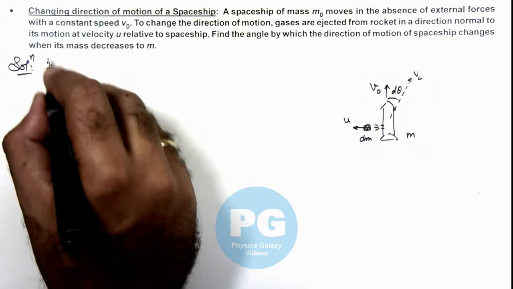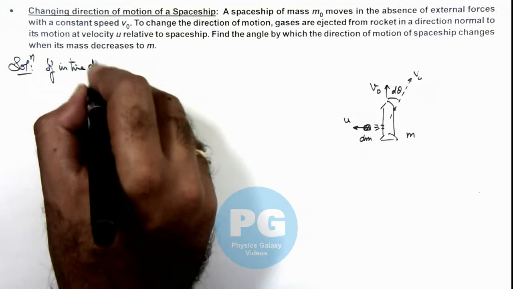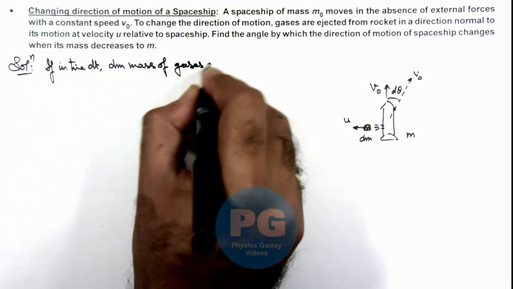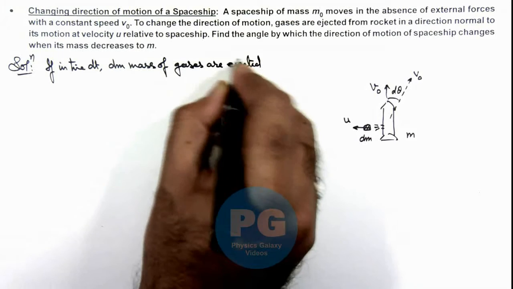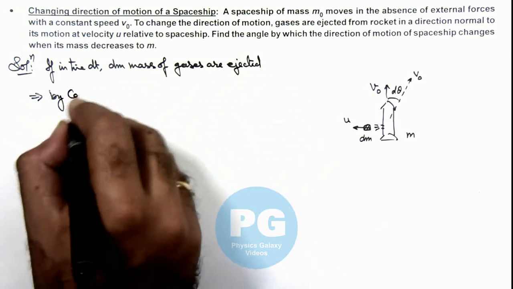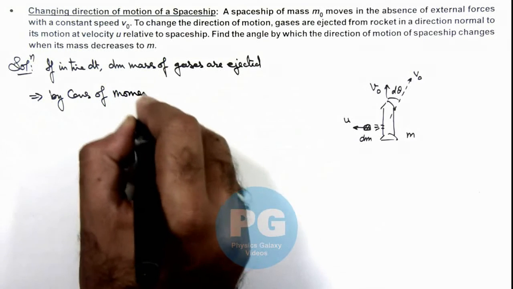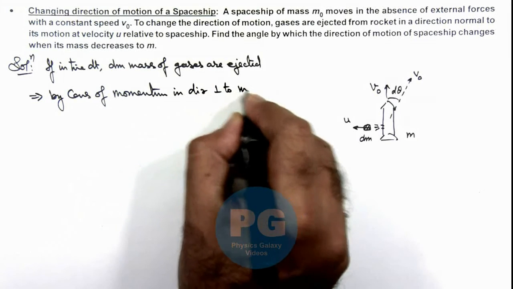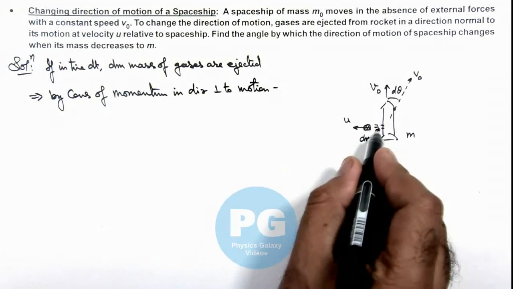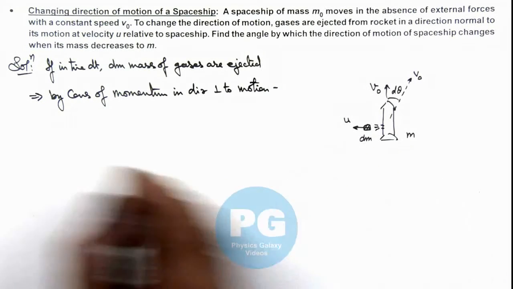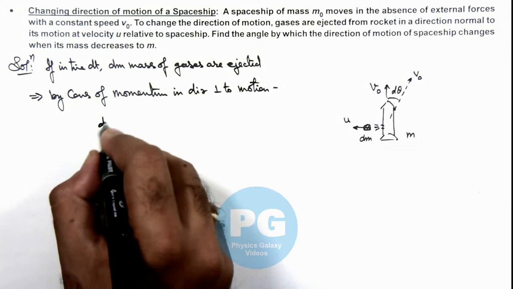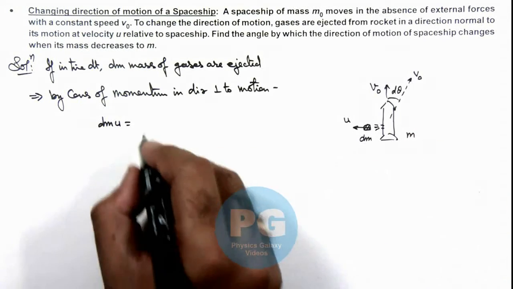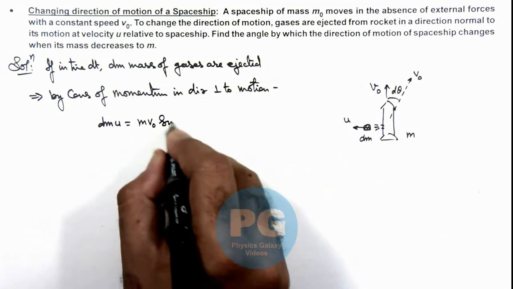So we can write, if in time dt, dm mass of gases are ejected, this implies by conservation of momentum in the direction perpendicular to motion, the momentum attained by gases will be dm u, and on the other side it will be the momentum gained by the spaceship, which is m v0 sine of d theta.